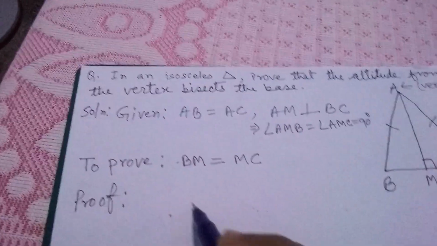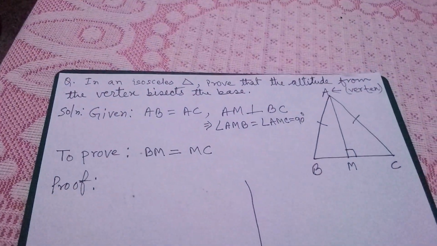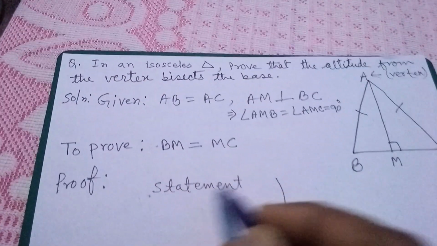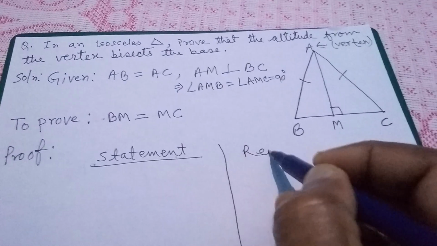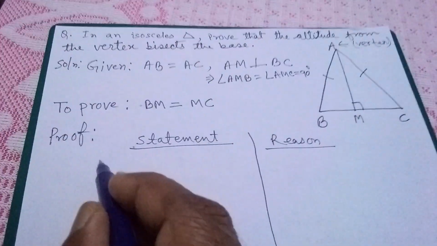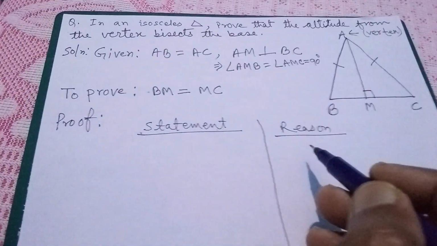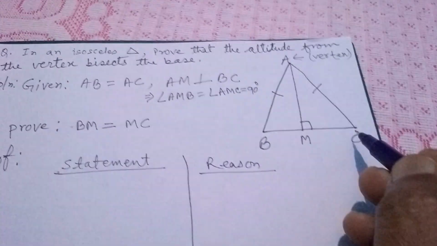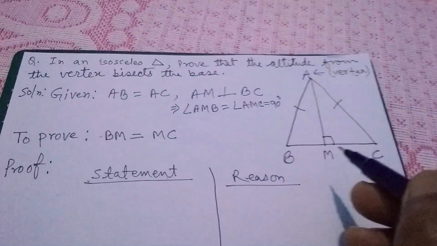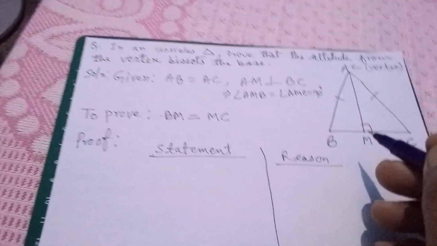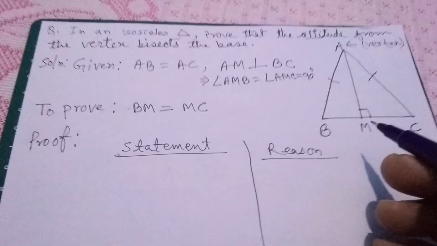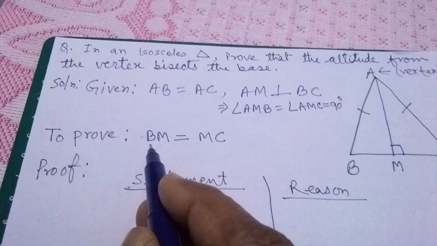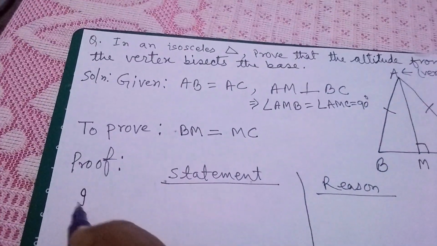Now, after writing proof, you make one column. In this column, on the left side you write the statement, underline it. On the right side you write the reason. That means whatever statement we write here, we have to give its reason. So we have to take two triangles because BM and MC are included in two triangles, and whenever we talk of congruency, we have to take two triangles to make them congruent. First of all, to get the desired result, and our result is what? BM equals MC we have to bring. So we take two triangles.